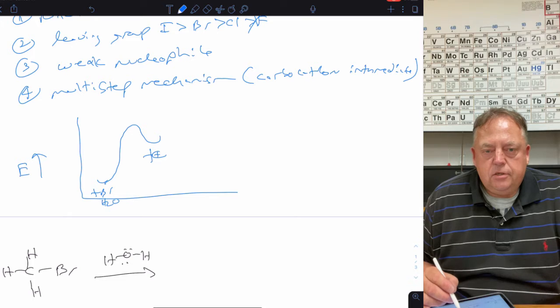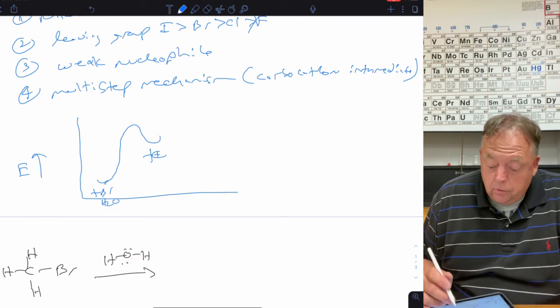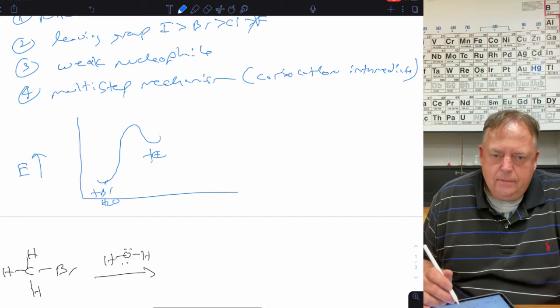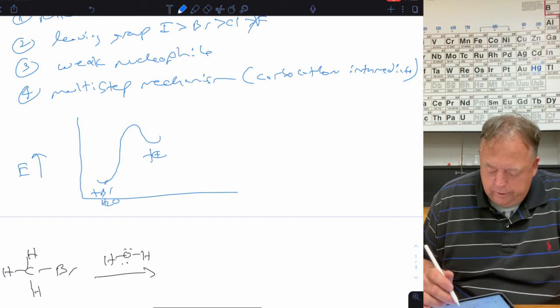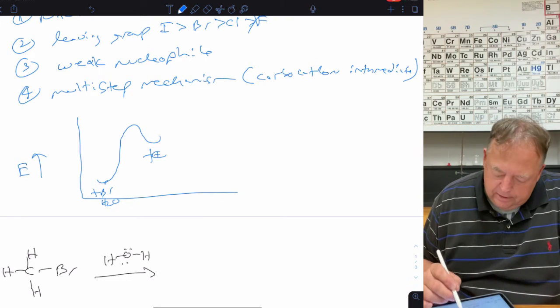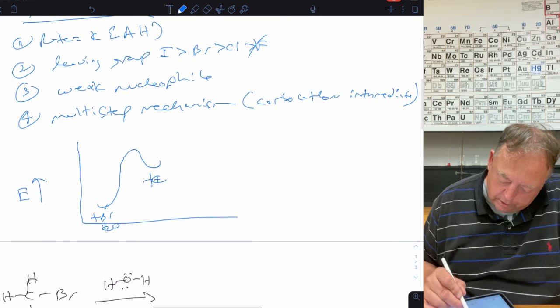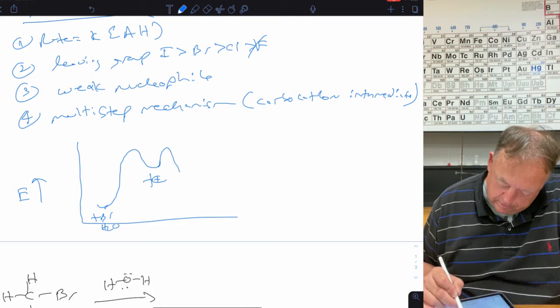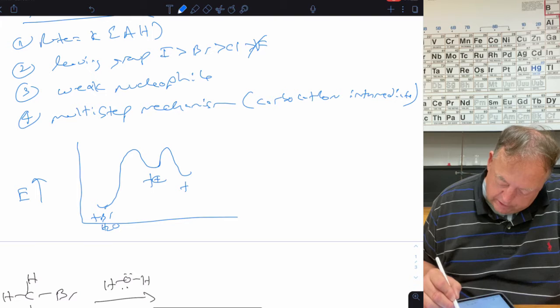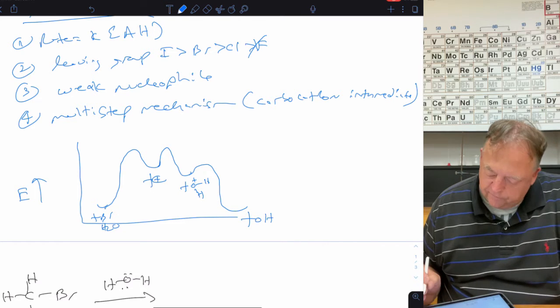So it's a real species. In theory, you could isolate the carbocation and stick it in a bottle. Some carbocations are stable enough that you can do that, but most of them are not. Most of them are pretty unstable, and as soon as you make it, it reacts in a subsequent step, which in this one does. So it reacts with the water at this point. So then you would have another intermediate, and then the water loses the hydrogen to make the alcohol as your final product.